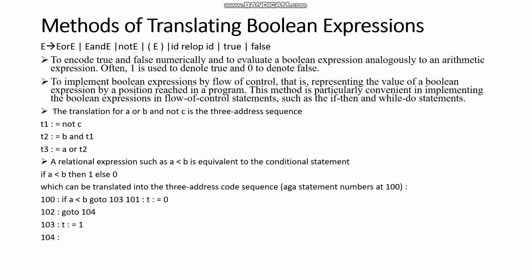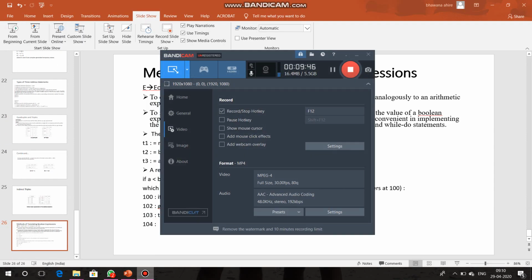Okay. So this was all regarding quadruple and triple generation and three address code generation. Okay. Thank you.